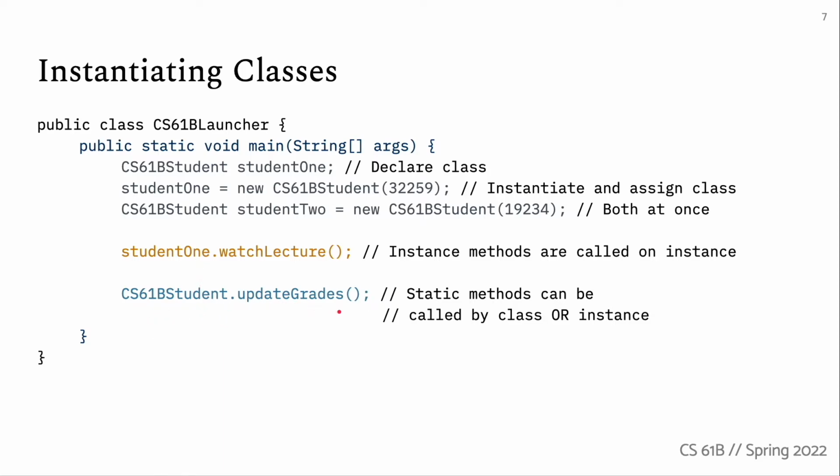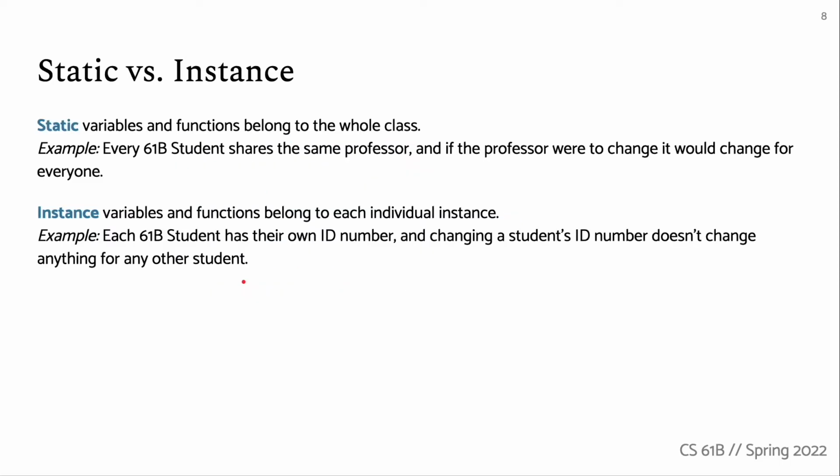Static methods, on the other hand, can be called either by the class as a whole, as in this example, or on a specific instance. So student1 dot update grades would be equally valid, and it would do the exact same thing because every instance has access to all of the static variables and methods. The class itself doesn't have access to the instance methods. Just to reiterate, static variables and functions belong to the whole class. Instance variables and functions belong to each individual instance.